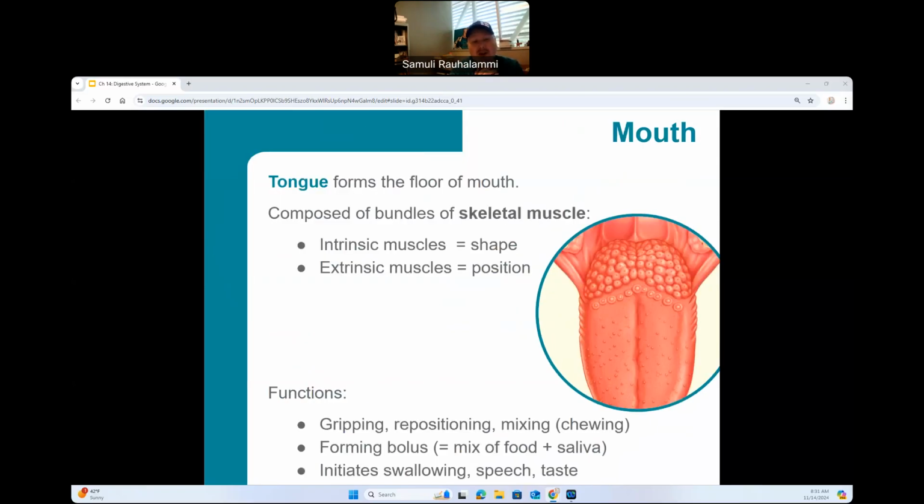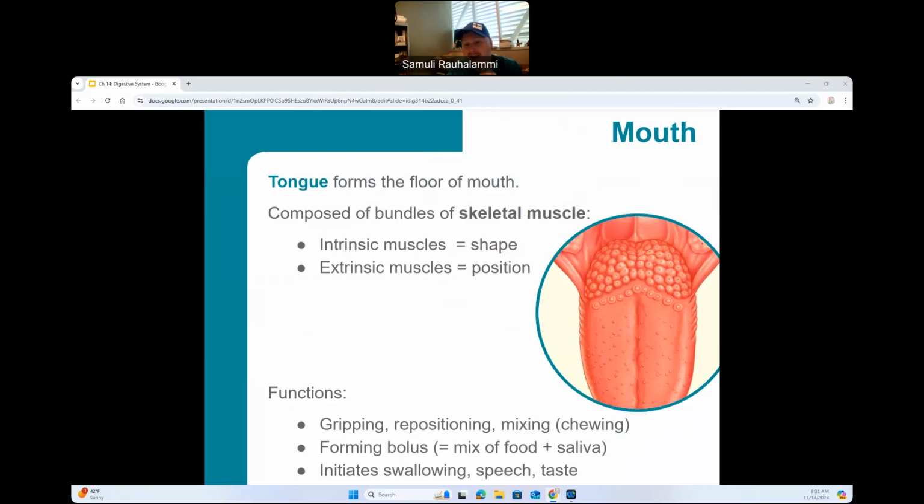Another important structure from the mouth that I want to talk about is going to be our tongue. Tongue is a group of skeletal muscle bundles. Some of them control the shape of the tongue, and some of them control the position of the tongue. And tongue really serves many different functions for us.